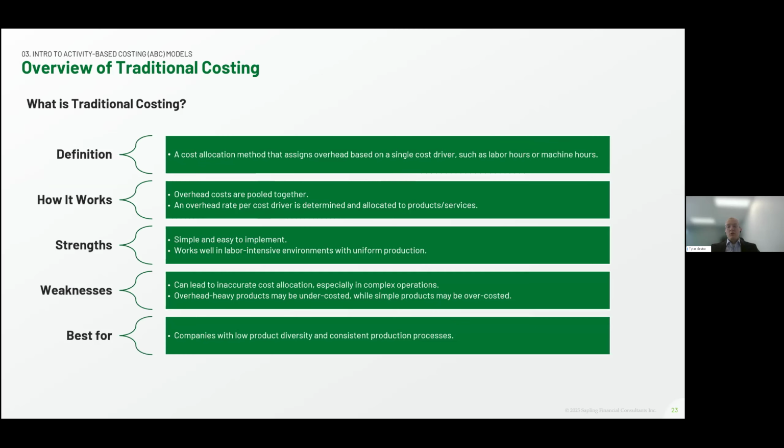So to provide a quick overview, traditional costing is a method that assigns overhead based on a single cost driver, like machine hours or labor hours. And how it works is overhead costs are pooled together, and a predetermined overhead rate per cost driver unit is determined and allocated to the products or services of the company. Pros of this method are that it's simple and easy to implement, and it works well in environments with uniform production processes. Cons are that it can lead to inaccurate cost allocation, especially in companies with complex operations.